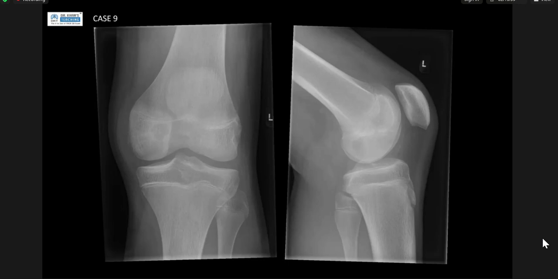This is a frontal radiograph of the left knee, and a lateral radiograph. Following the cortices of this immature skeleton, I see following the cortices of the femur, the cortex is continuous and complete, and following the tibia and fibula.